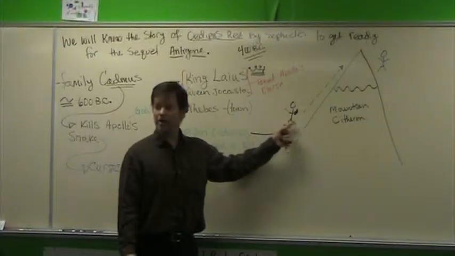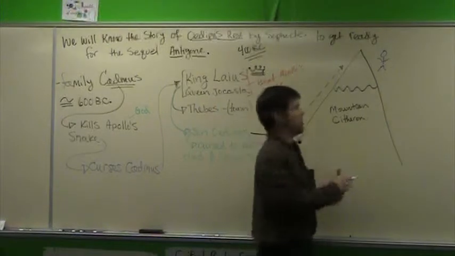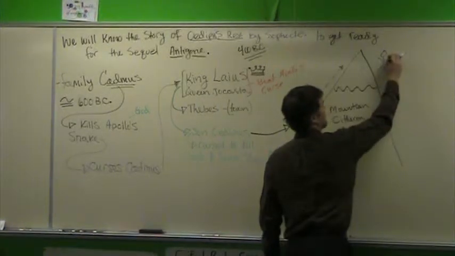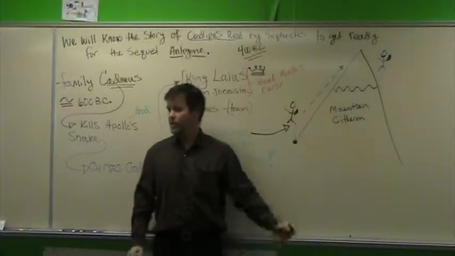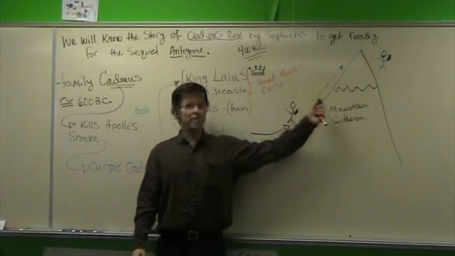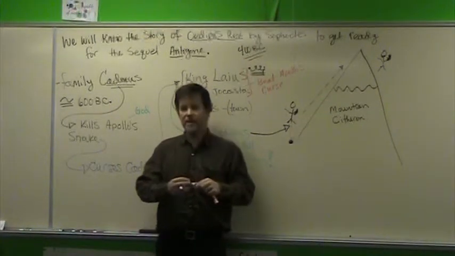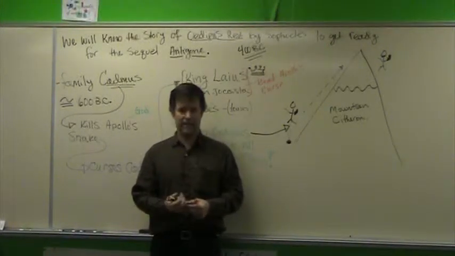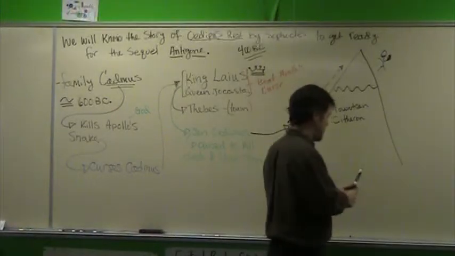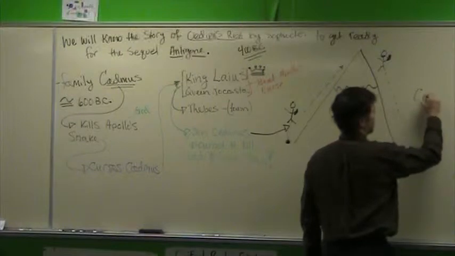So. Shepherd number one gives the baby to shepherd number two. And shepherd number two takes care of this. All right, so shepherd number two feels sorry for this little tiny baby and decides to not leave it on the mountainside and not let it die. All right? And he takes it back down to his town, which is called Corinth.